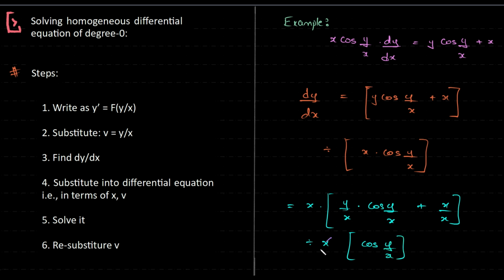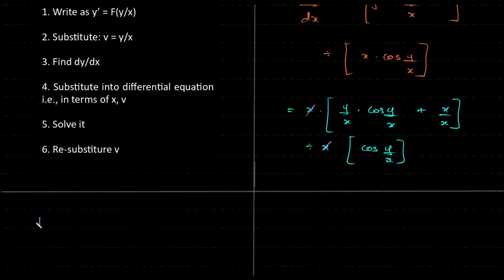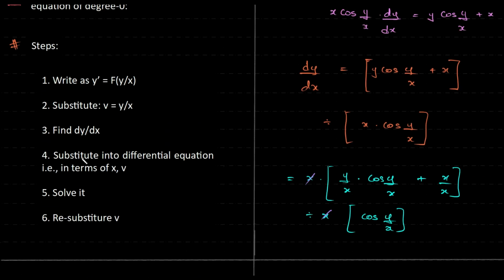So what happens over here? x and x get cancelled, and we have dy by dx, which is in the form of y by x cos of y by x plus 1 divided with cos of y by x. So clearly it's of the form f of y by x.